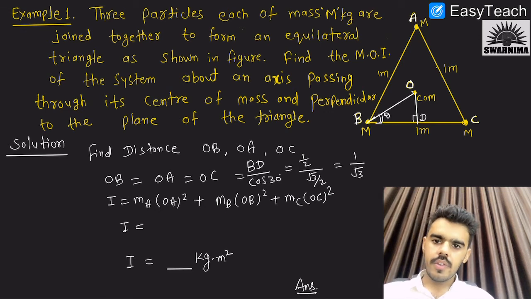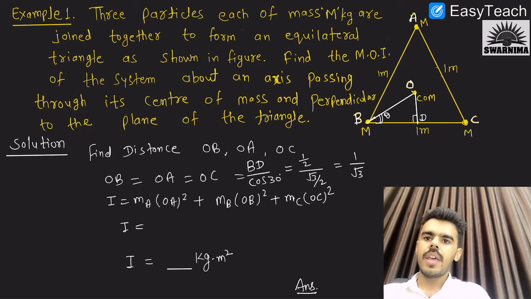So now we know that I is equal to m r square. So these are three particles, so we calculate the individual moment of inertia due to each individual particle. So first we calculate for particle A. So particle A is OA distance far from the center of mass. So m_A OA square. Particle B is OB distance far. So m_B OB square and m_C OC square.